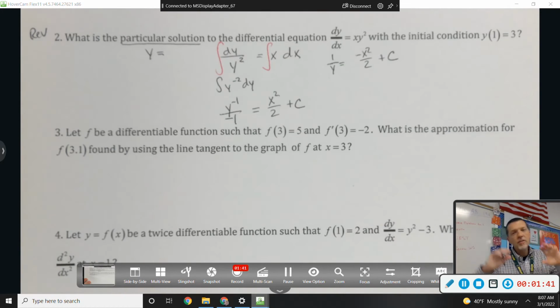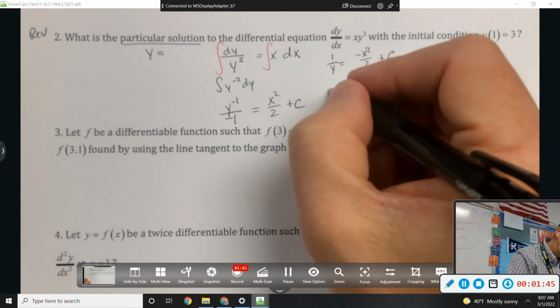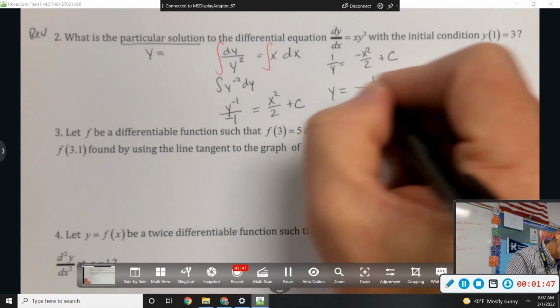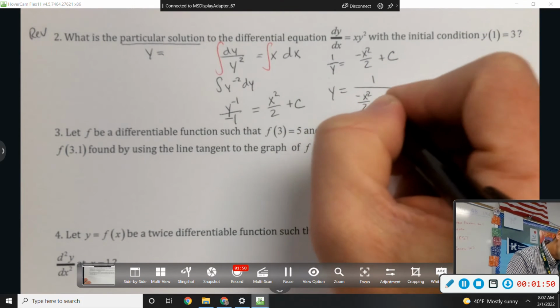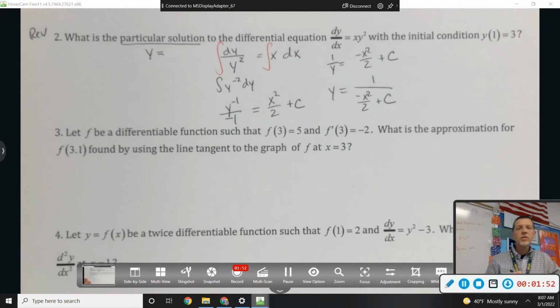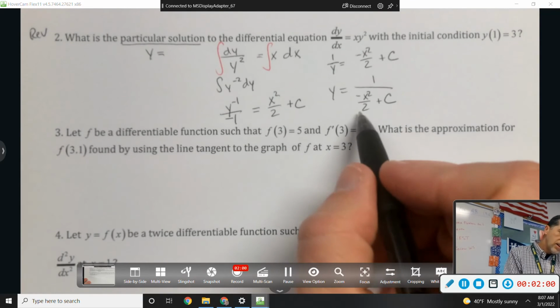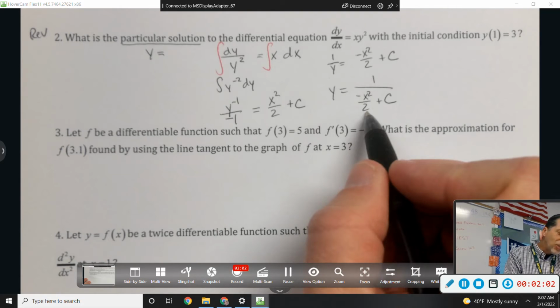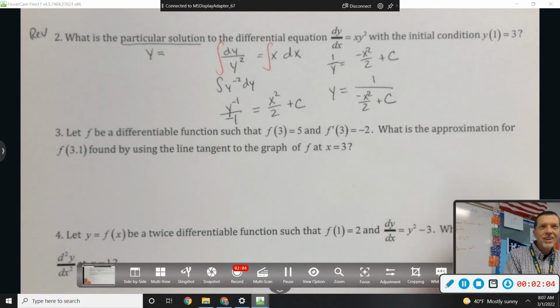And then when I flip, I've got to flip the whole thing. So don't go flipping pieces. You got to flip the whole thing. And so there's my solve for y. I can leave the 2 or I can fix the 2. It doesn't matter. You got a preference? Leave it, fix it.